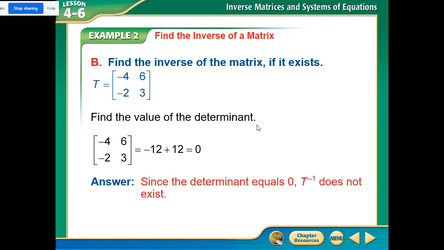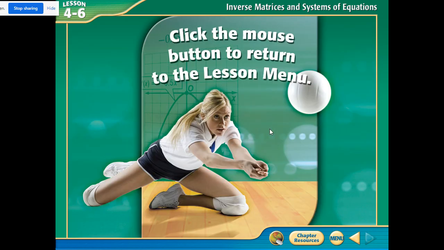You can stop at that point. You don't have to do the rest of it. And that's what I have for you today.